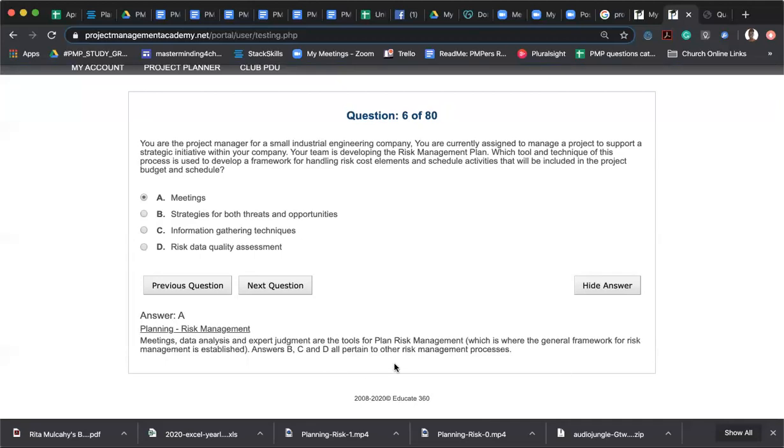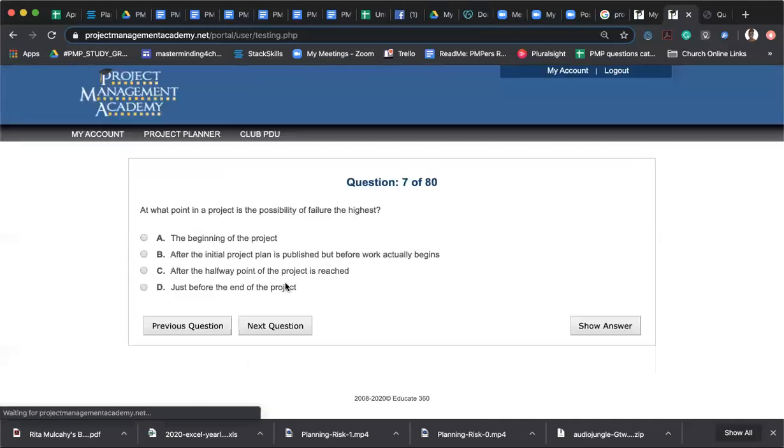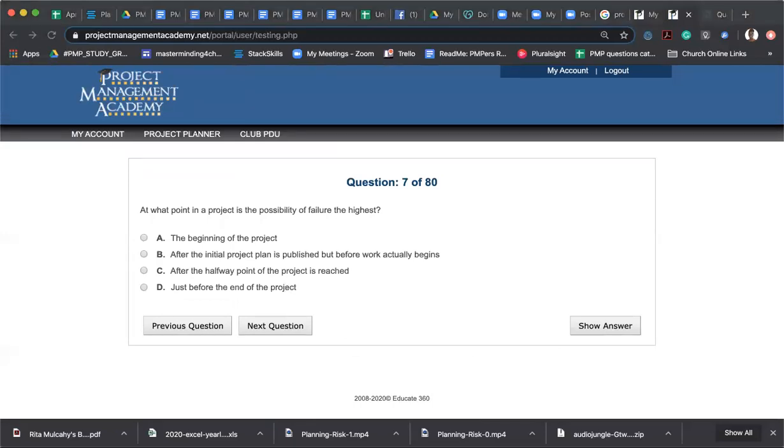Okay, good. At what point in a project is possibility of failure the highest? A, the beginning of the project; B, after the initial project plan is published, but before work actually begins; C, after the halfway point in the project is reached; D, just before the end of the project.